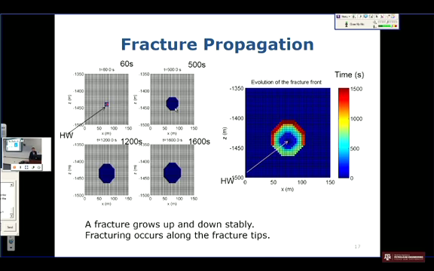The dark area is the fractured area. The horizontal axis is the x dimension, and the vertical axis is the z dimension. So during the water injection, the fracture grows up and down, but in a stable manner. When you look at the right picture, this figure shows the evolution of the fracture front. The color bar indicates the time. So here, the fracturing occurs usually along the fracture tips.